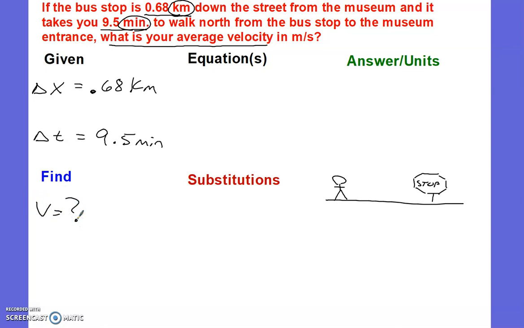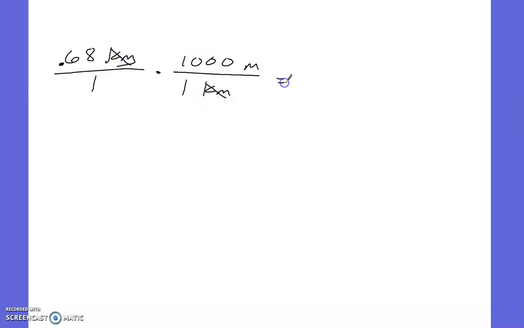Now it does specify that we want the units to be meters per second. What that means is I'm going to have to change these units from kilometers to meters and from minutes to seconds. So off to the side, we'll do some side work here to solve those conversions. We'll start with 0.68 kilometers, and our conversion factor is that for every 1 kilometer, it is 1,000 meters. So we set it up so the kilometers cancels out. We're left with meters, and we get 680 meters.